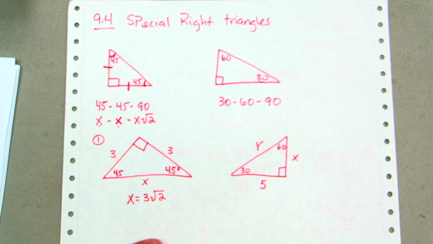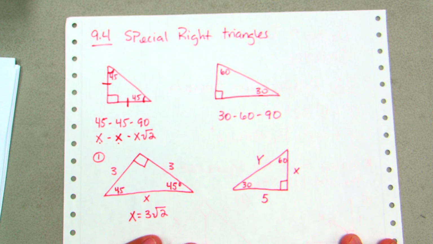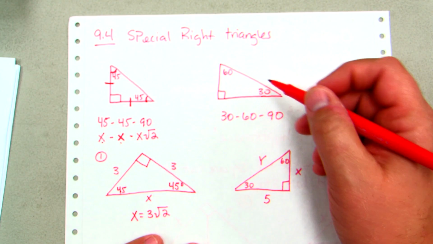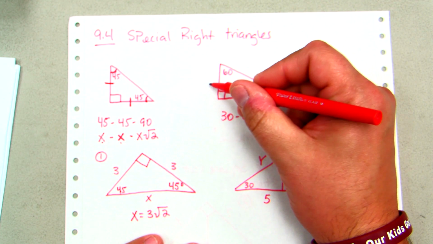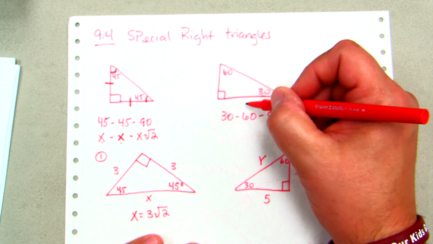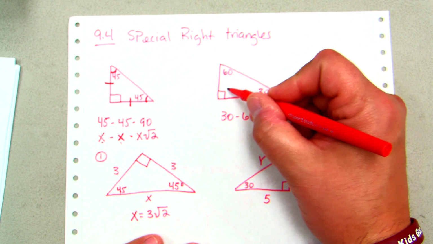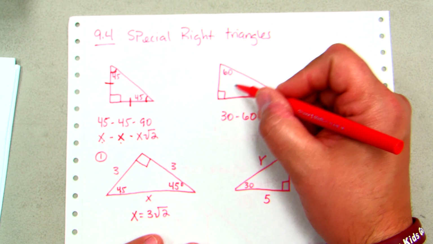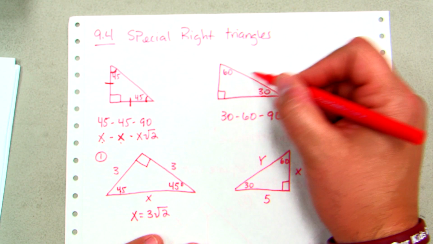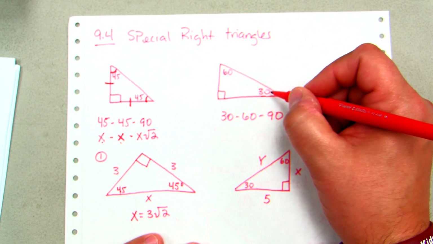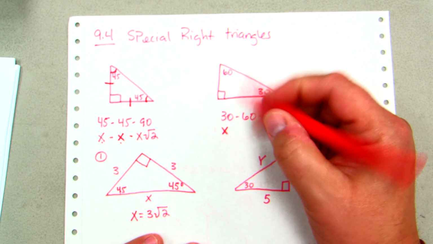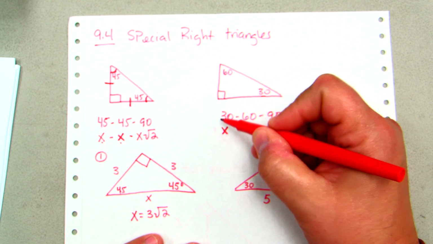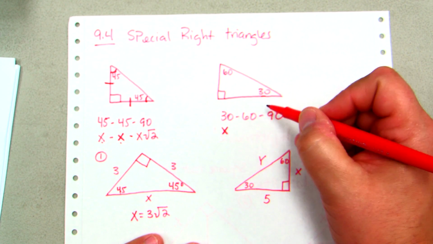Now, the 30-60-90 also has unique relationships. The side opposite the 30 is our shortest side. The side opposite the 60 is our middle side. And the side opposite our 90-degree angle is our hypotenuse, which is our longest side. The side opposite the 30, we'll call x. That's our starting point. This side is the key that you can work all the others off of.